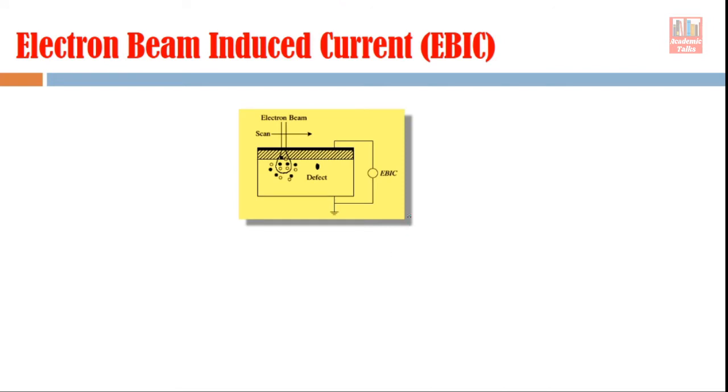Now in this technique the experimental setup is something like this. This is a semiconductor material and it has a space charge region on the top, and an incoming electron beam falls on this structure. Because of this incoming electron beam, electron hole pairs are generated in this portion, and this beam is scanned from one end to the other end. The current passing through this structure is measured with the help of some measuring equipment, and for this one contact is taken from the top side and the other contact from the bottom side.